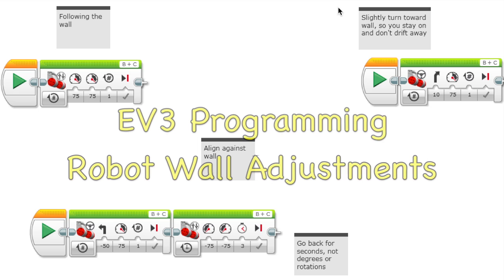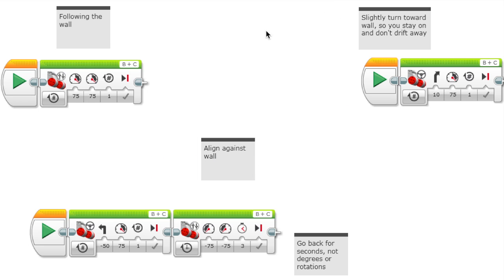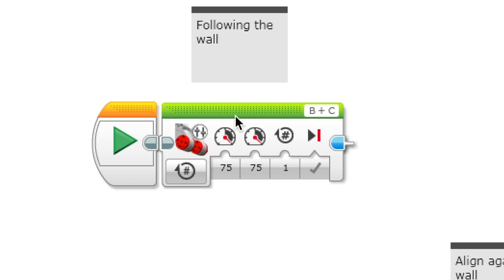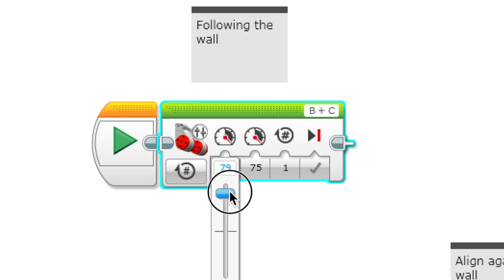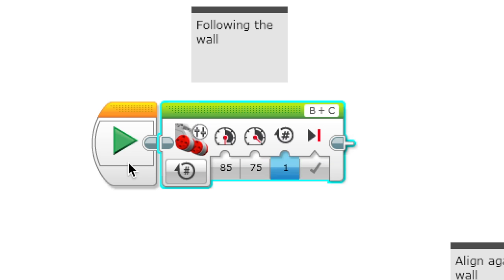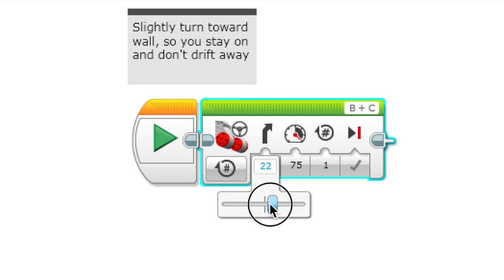This video is about robot adjustments against the wall, such as following the wall and aligning against the wall. If we just did this block, which just makes our robot go straight, then that wouldn't be perfect. So what we want to do is follow against the wall, which we do by making the power of one of the motors greater. We made the power of our left motor greater so that it will push against the wall to stay on. We did that using move tank. You could also do that using the move steering block.